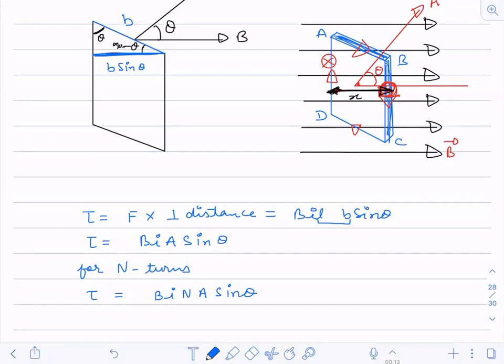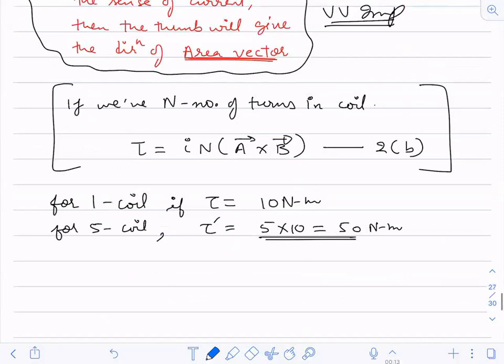I can rewrite it as I N A vector cross B vector, and this is now in the form of a vector. Now A cross B will give me the sine theta. Do you remember, if you expand this, what you'll get? I N A B sine theta. So here also we have got the same.